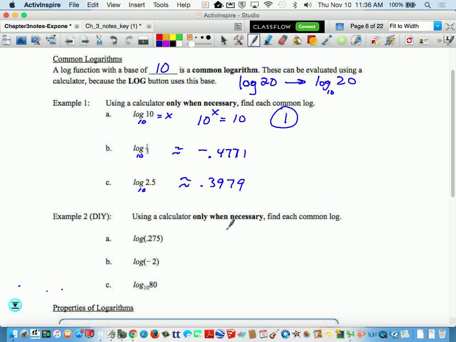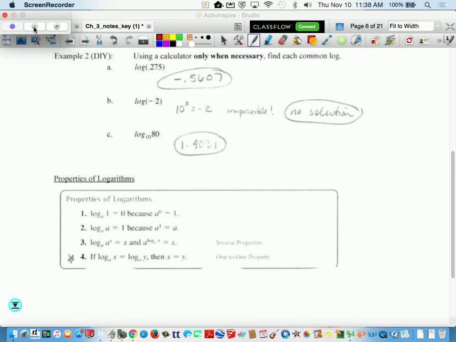So quickly do number 2. It's a DIY, so I'll just pause it. You'll work on it. We'll put the answers up in a second. So again, using a calculator only when necessary. Well, you need your calculator on every one of these. So you go to type it in, and those 2 work.